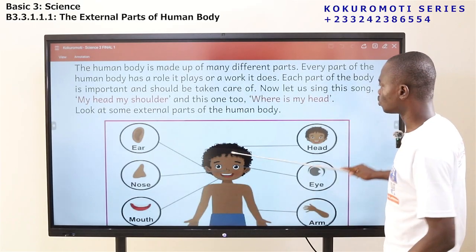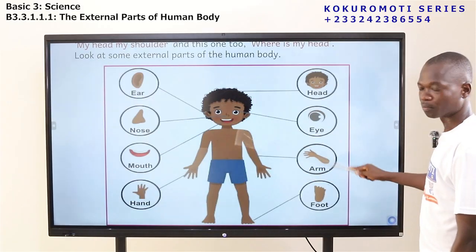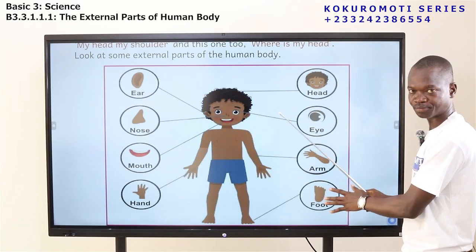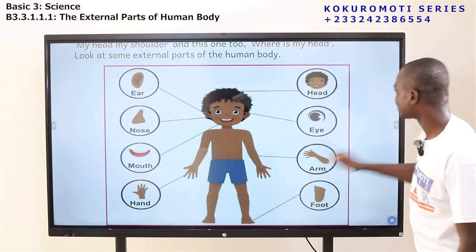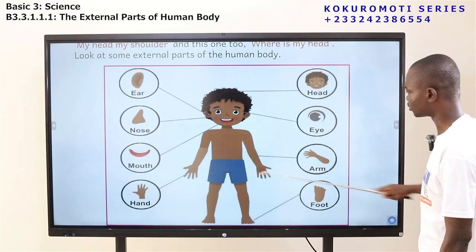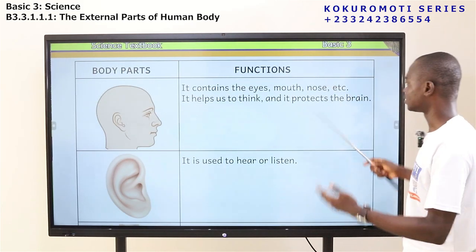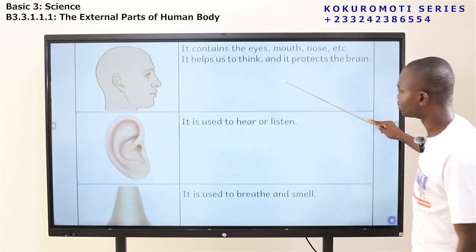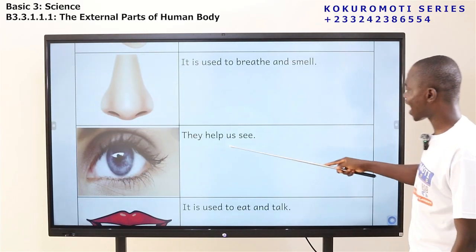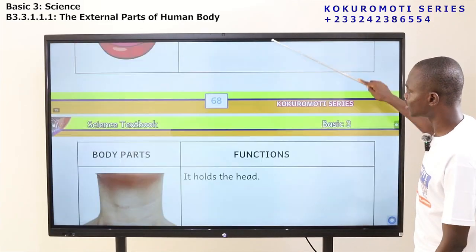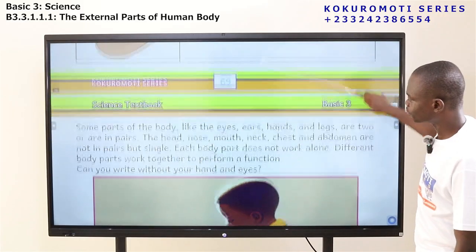Let's go back to our textbook. So these are some parts of the external part of our human body. So you can see the ear, the nose, the mouth, the hand, the head, the eye, the arm, the foot. Very good. Now the functions, we have seen them. We have seen that the head helps us to think and it protects the brain. The ear for listening, the nose for breathing and for smelling. We have the eyes for seeing. So all these are the external parts, and I have explained them to you.